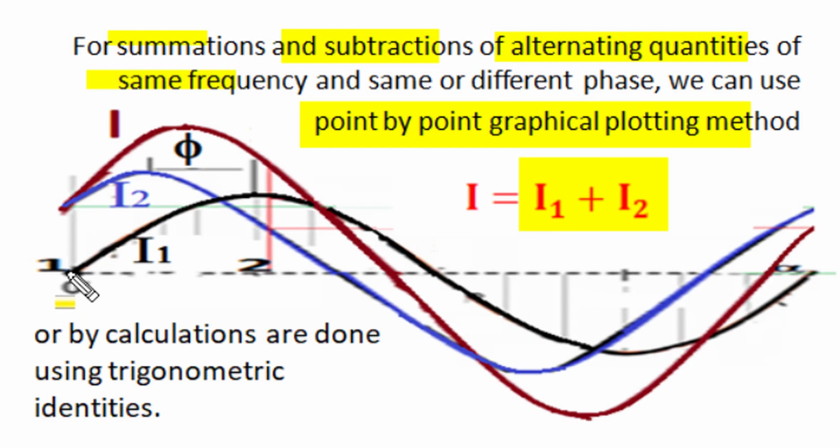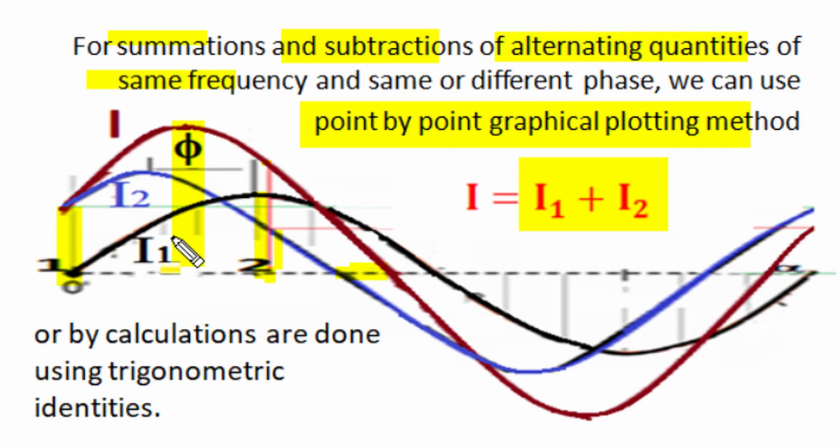So at time instant 1, the instantaneous magnitudes of the black wave and blue wave are added together, and this addition is represented by a point on the brown wave. Similar calculation can be done at all time instants. Say at position 2, this is the magnitude of I1 current, this is the magnitude of I2 current, and I2 is added to I1 to get this point on the brown wave. By this graphical plotting method, at every time instant we can plot the summation wave and find the magnitude and phase position of the summation.